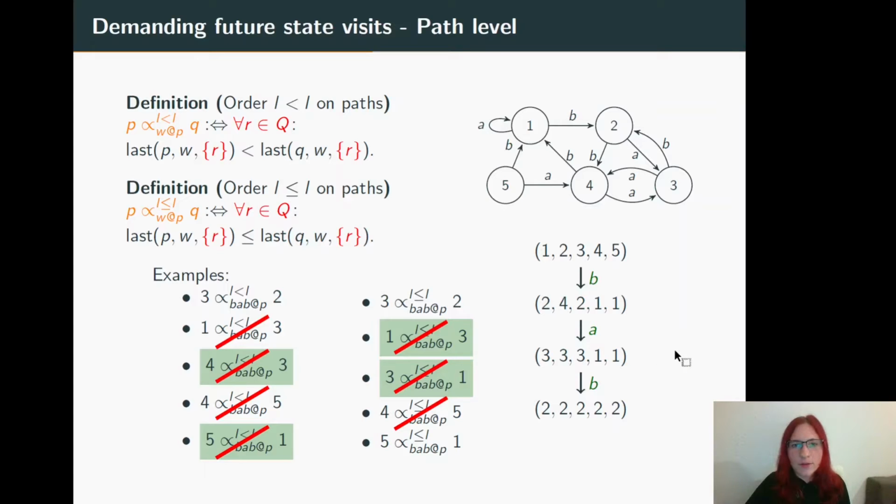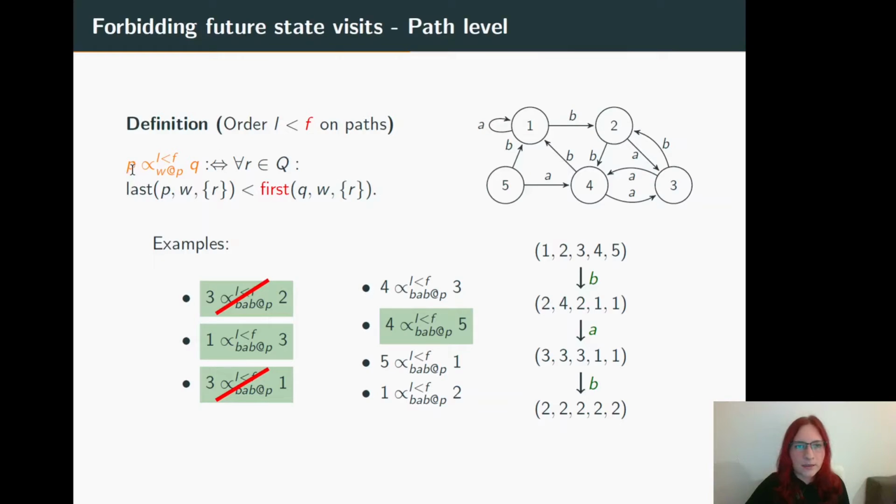So far we only compared last positions of states, but we also had this introductory example where we implied negative conditions on future state visits, meaning that the visit of one state forbids the visit of another state, and that is what we want to formalize next. And we now say that the state P is related to a state Q if the last occurrence of P is smaller than the first occurrence of Q.